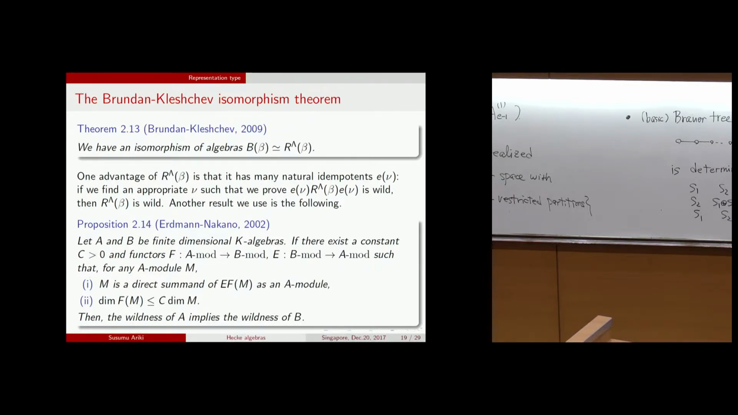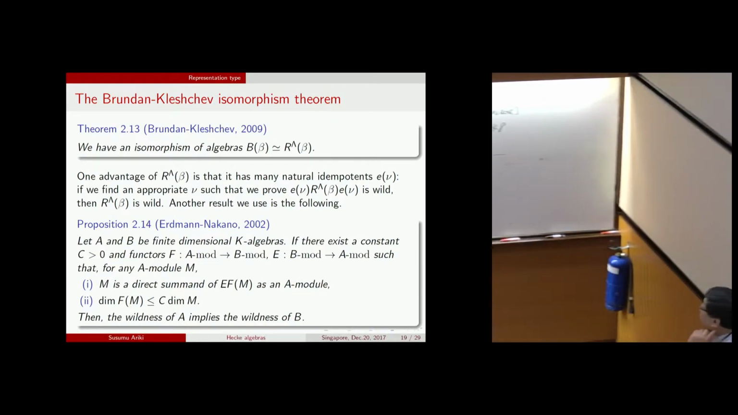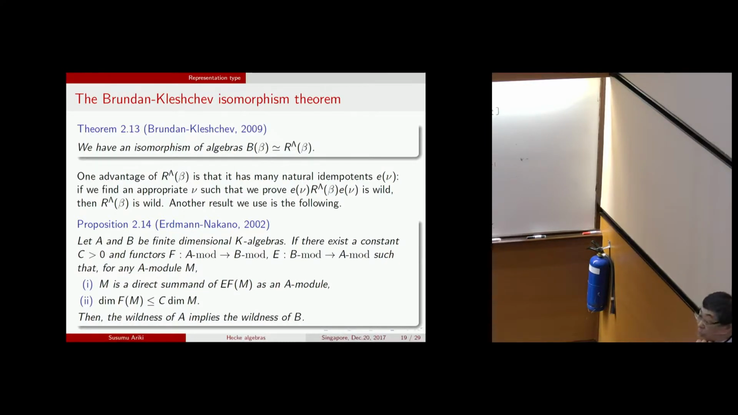And now we have a famous theorem of Brundan-Kleshchev, which appeared in 2009, which also appeared in Liron's talk and Louis Sutton's talk, and so we have an isomorphism of the cyclotomic Hecke algebras to this cyclotomic Khovanov-Lauda-Rouquier algebra. And so one advantage of working with this is that it has many natural idempotents. So as I wrote here, this is a standard fact that if an algebra has an idempotent e and if eAe, the idempotent truncation, is wild, then A itself is wild.